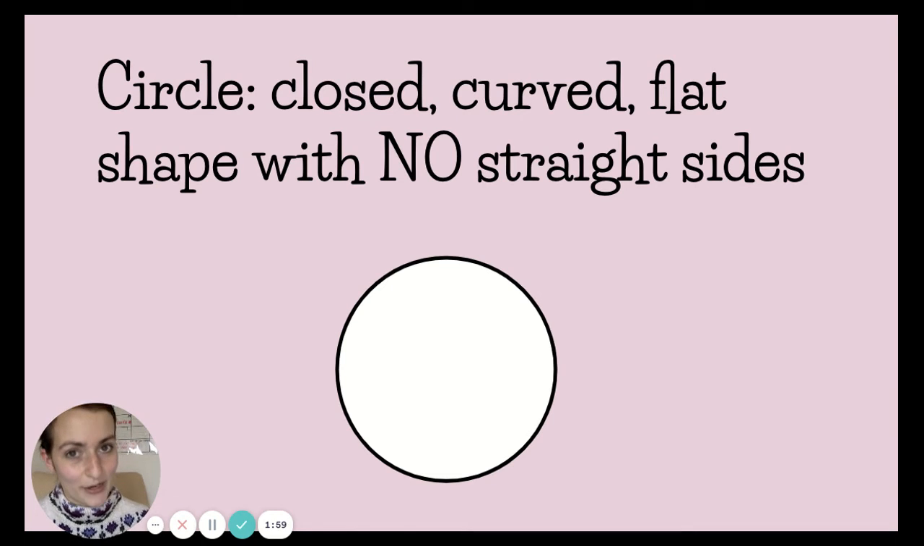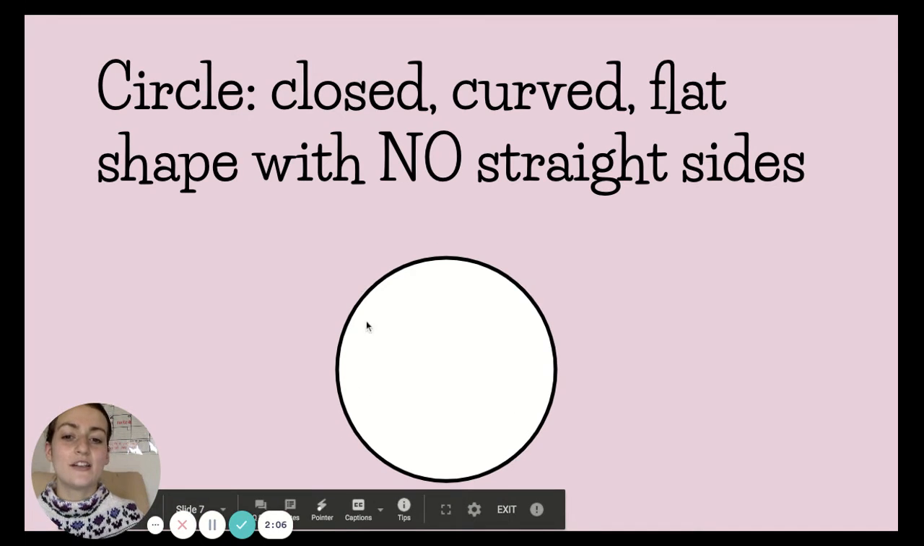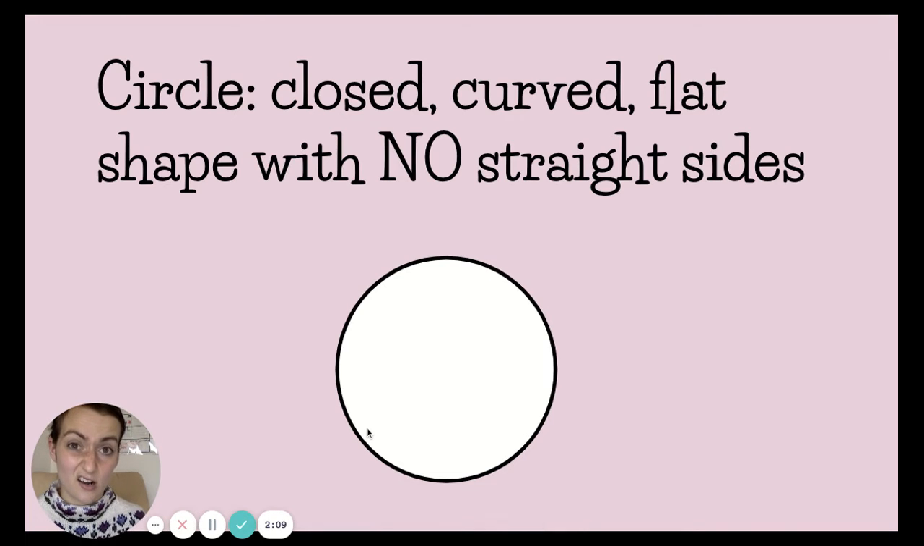We're also going to talk about a circle. Now I know most of you already know about circles, but circles should always be closed, and they have a curved, flat shape with no straight sides at all. If you see any straight sides, it's not a circle.